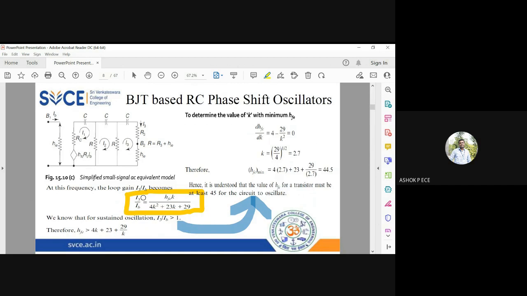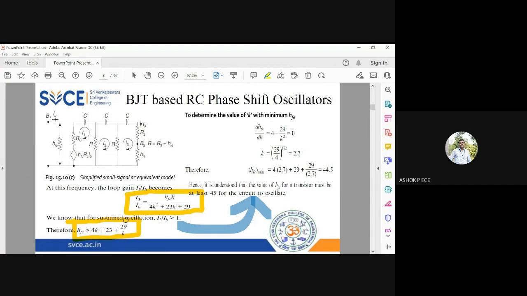See, I3 is the output current, IB is the input current. For oscillation, the gain should be more than 1. Only when the gain is more than 1, the oscillation will take place. So I3 by IB greater than 1, or I can get HFE K greater than 4K square plus 23K plus 29, or divide by K on both sides. So HFE is greater than 4K plus 23 plus 29 by K. This is the condition for gain. So the gain of the amplifier should satisfy this condition.